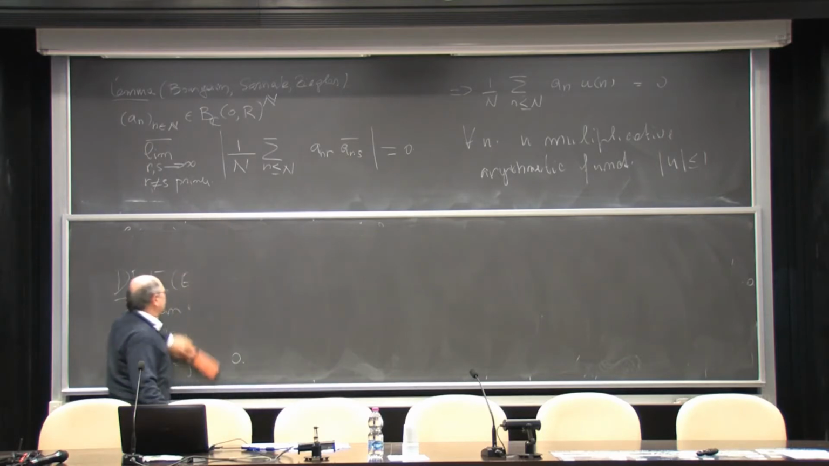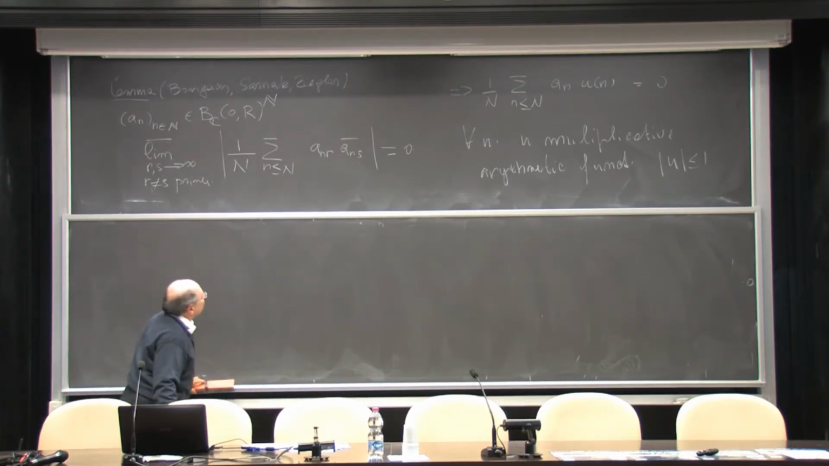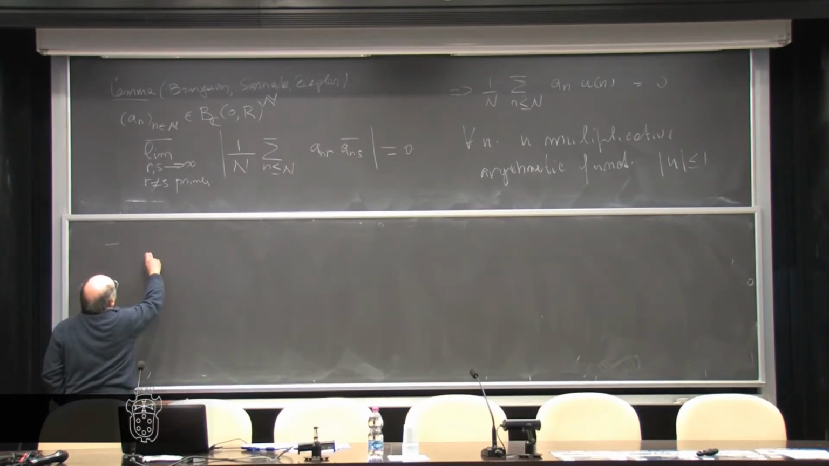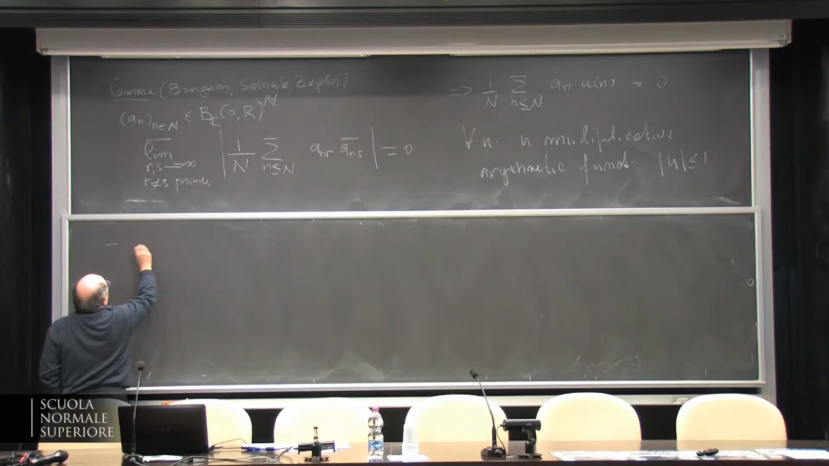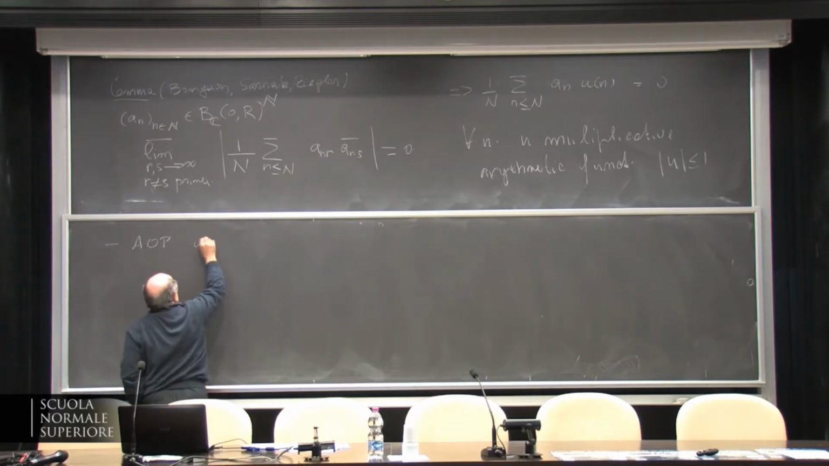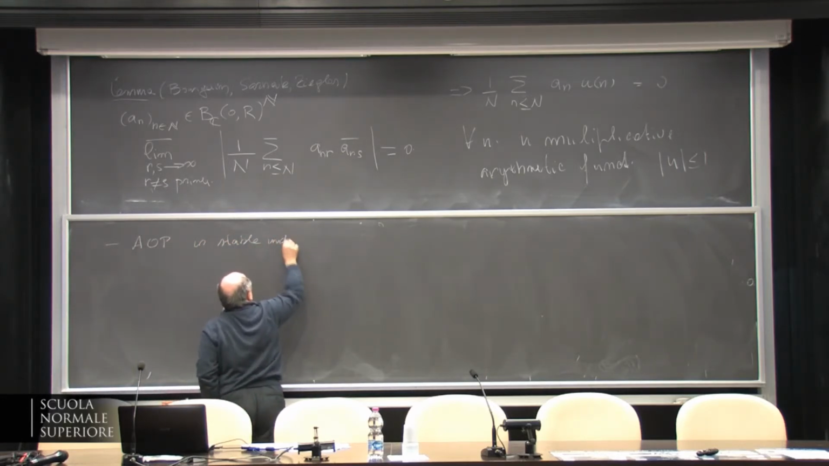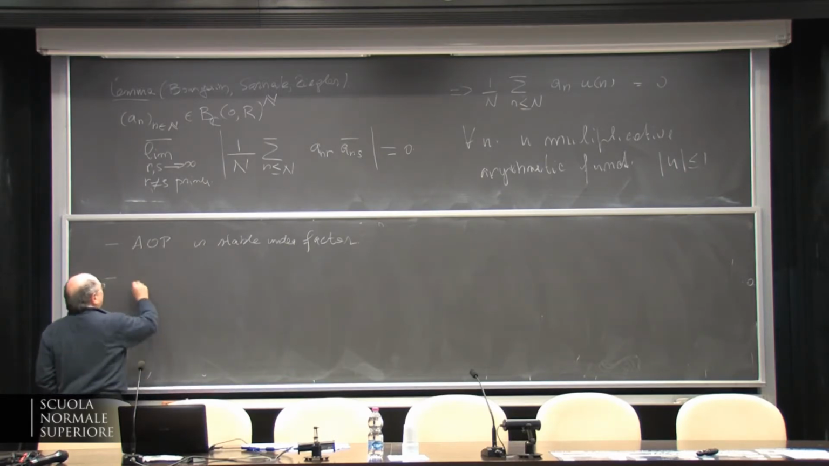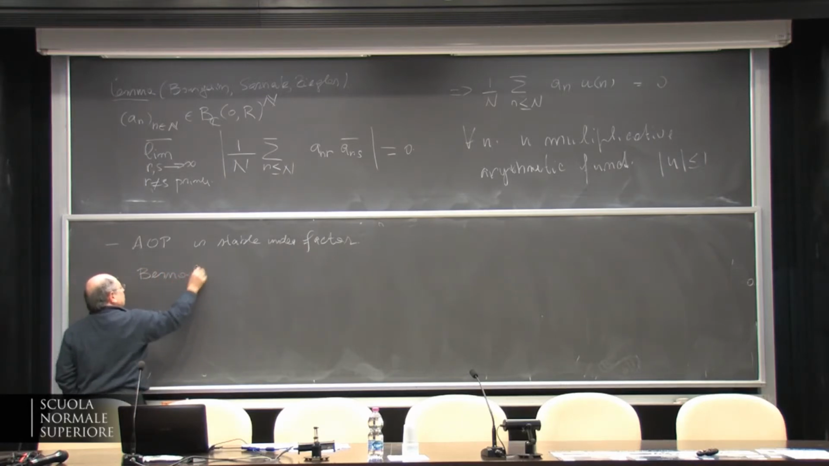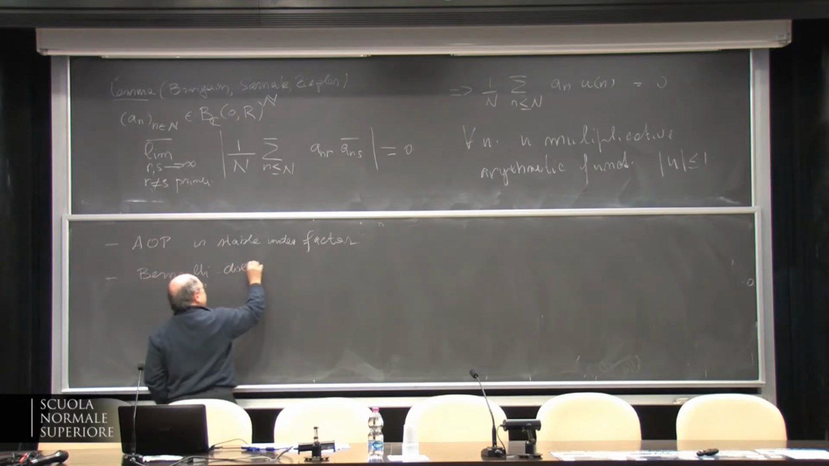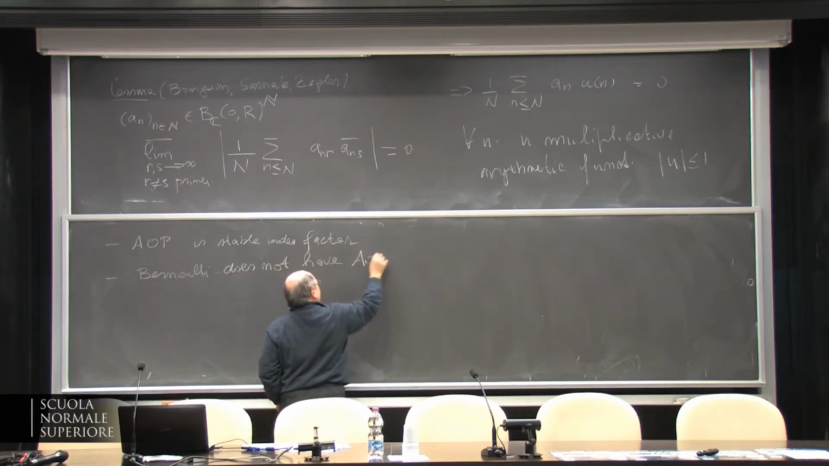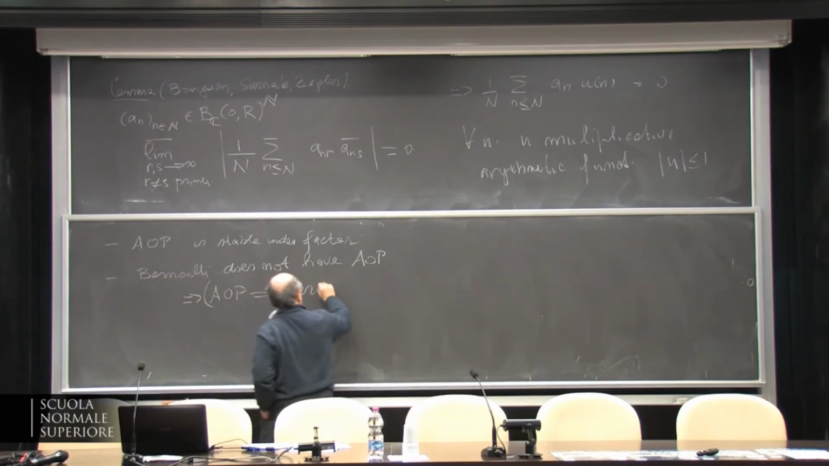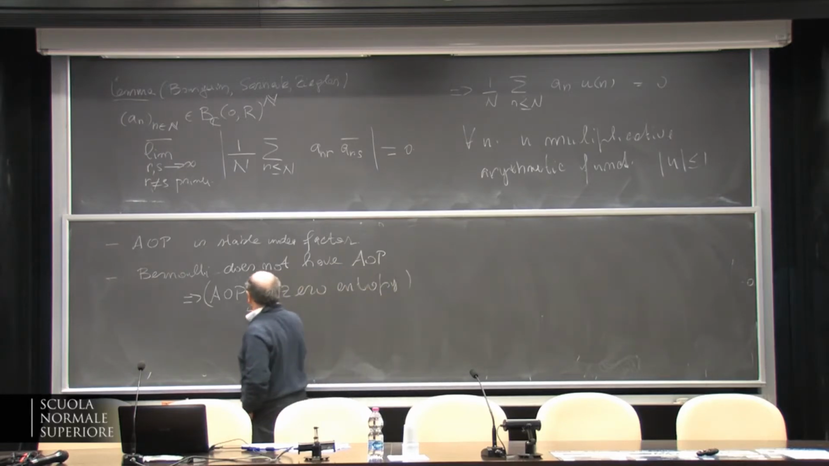So the question is which measurable systems satisfy this property, and already in their papers El-Abdadawi, Klevancic, and Delarue made the following remark. First of all, the property AOP is stable under factor. Bernoulli systems do not have AOP, and this implies that AOP implies zero entropy, by Sinai-Ornstein's theorem.